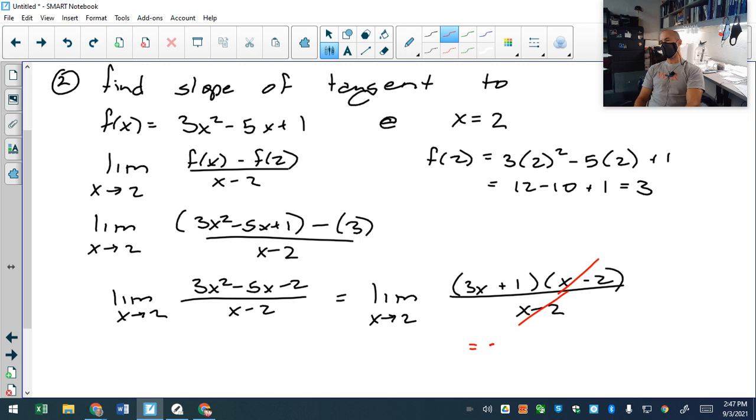Plug in 2 to what's left. 3 times 2 plus 1 is 7. And there is the slope of the tangent. Are we okay? Good? Good?